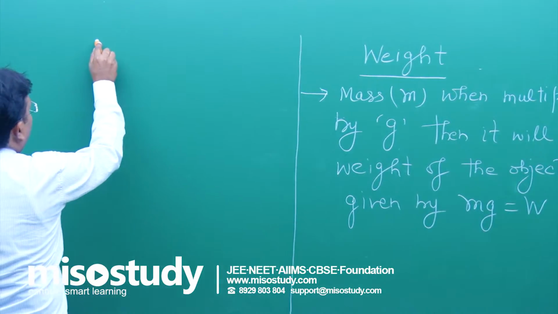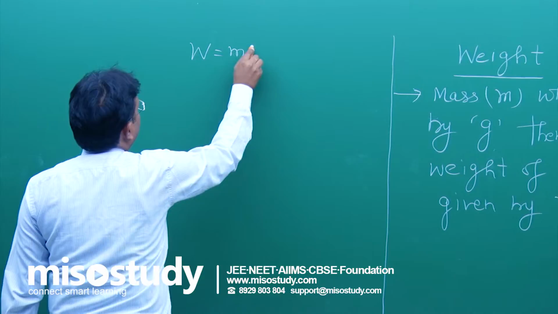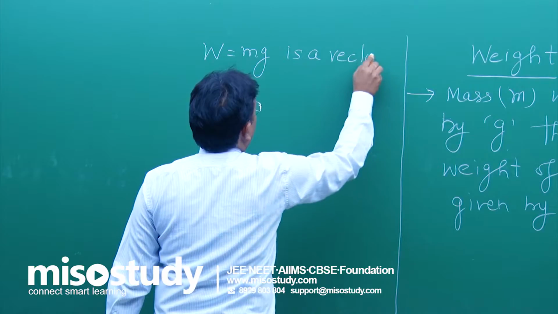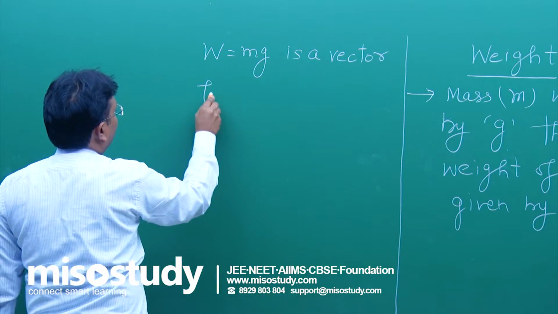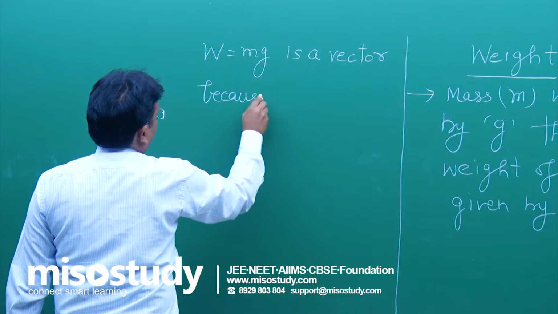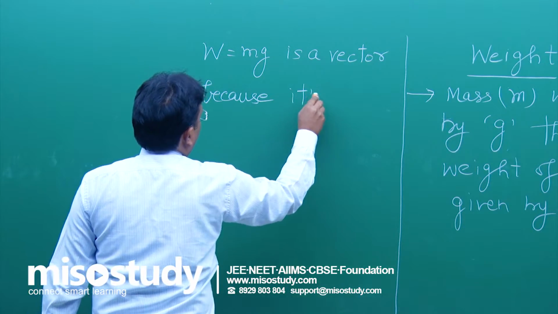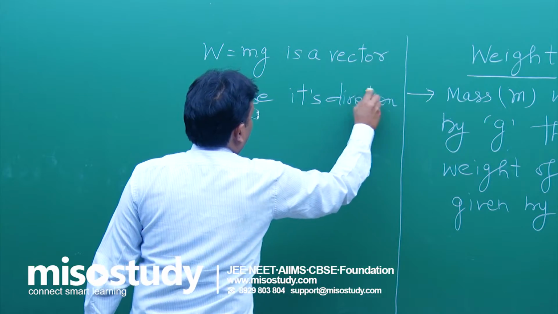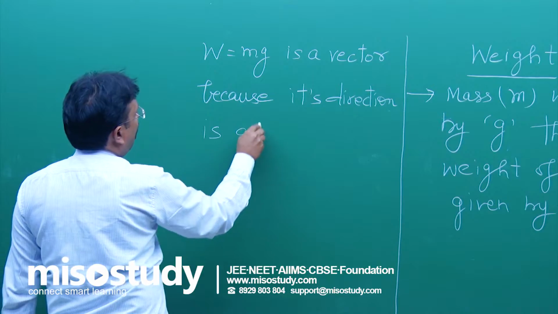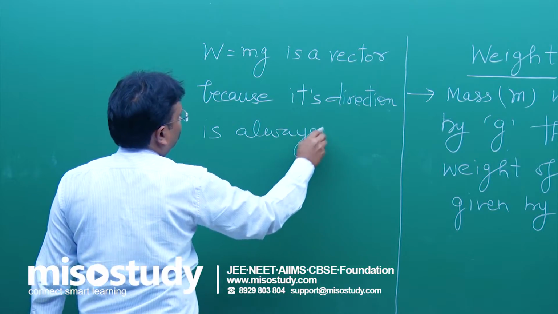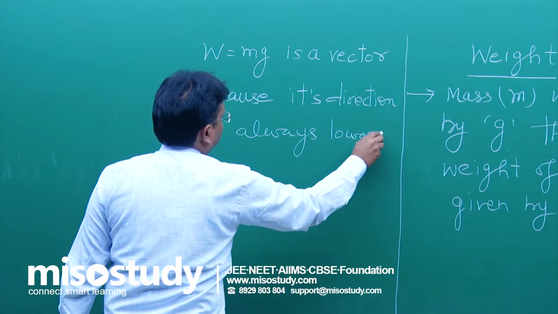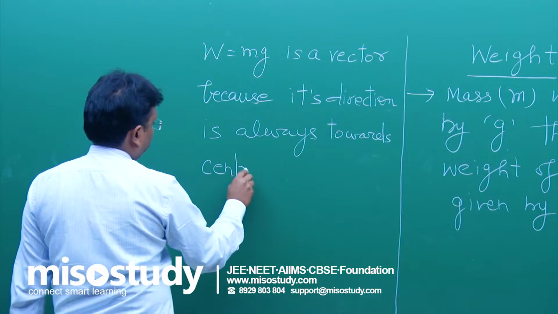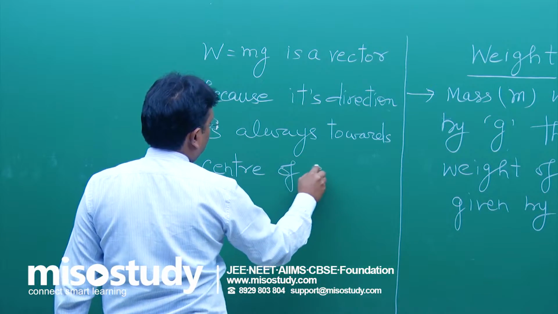So, W is equal to mg is a vector because its direction is always towards the center of the Earth.